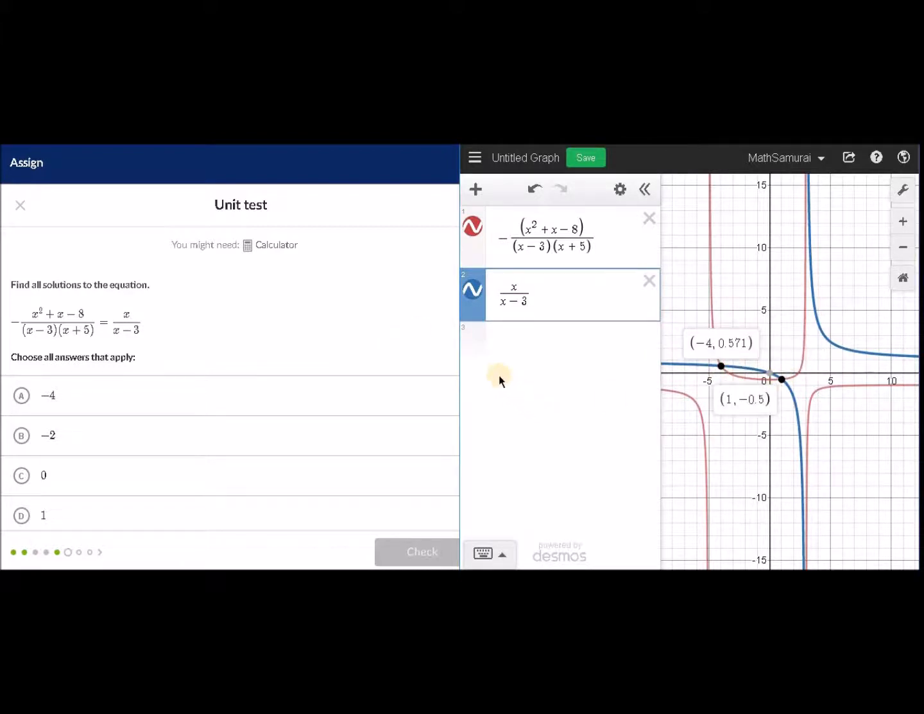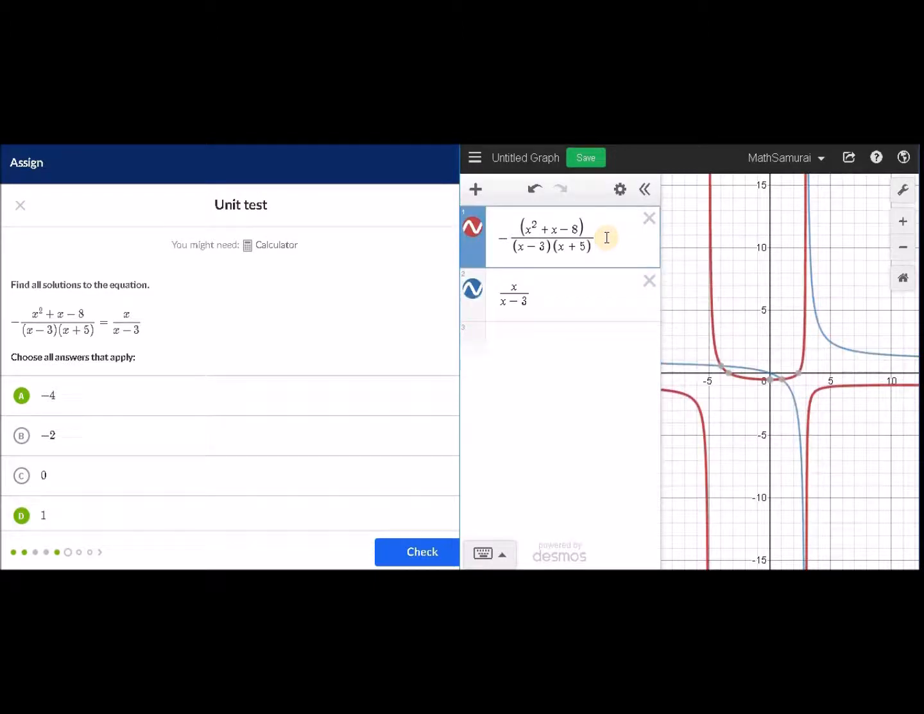We've got -4 and 1. So what I'll do is just mark those off. But then let's double check and make sure that we're thinking about this correctly. So here's the thing. I should be able to put in either of these x values, -4 or 1, and not have any crazy thing happen like getting 0 in the denominator. If that happens, I'd have a problem.